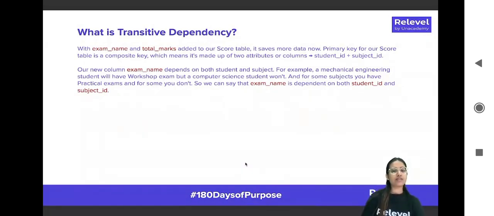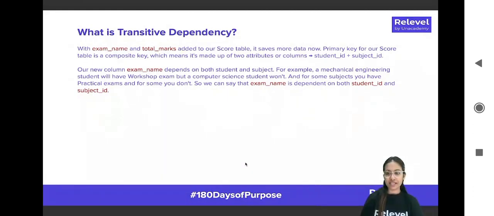Now let's take a look. The moment we added exam name and total marks to the score table, it saves more data now, correct? Earlier it was storing less data. The moment you add more columns, the amount of data stored in a table also increases.